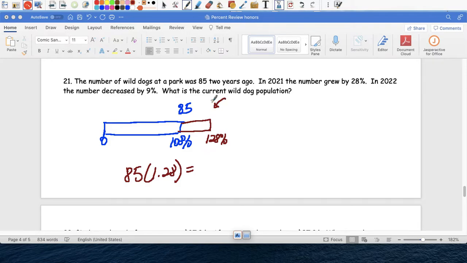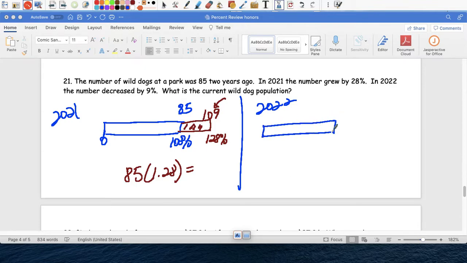So we're going to come to problems here. 108.8 wild dogs is 109. So let's see if this works. In 2021 it grew, so now we have 109 wild dogs. Right? So we need a new bar model, so that's 2021. In 2022, let's draw a new bar model.